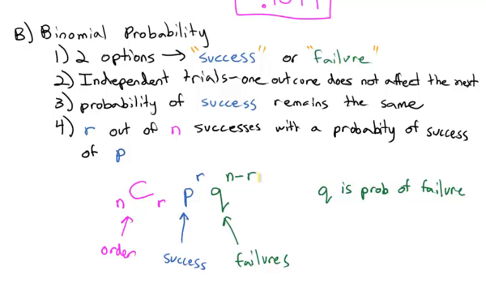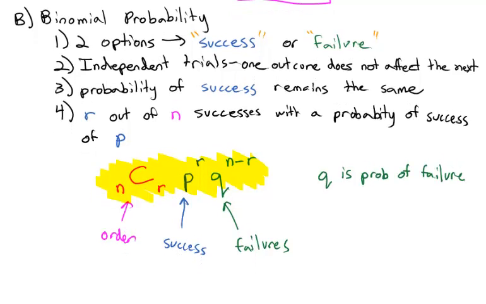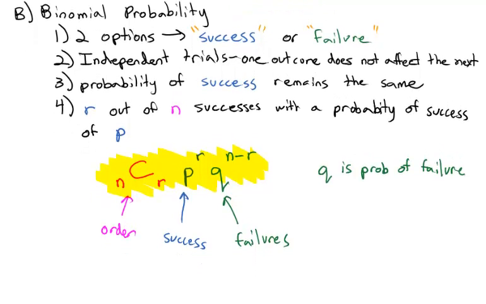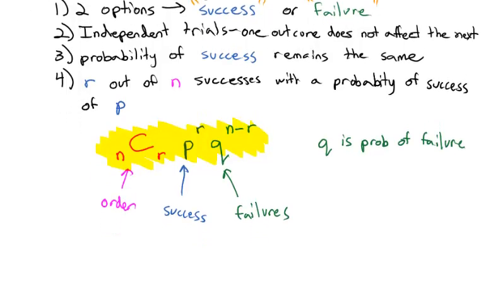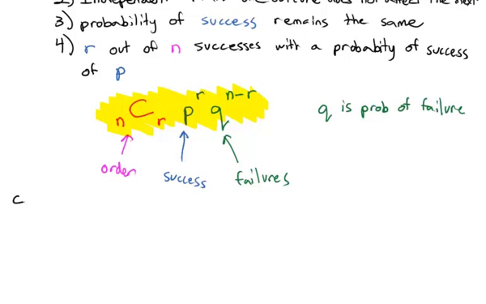This formula is going to be the key formula that we're going to be using today. So it's a good one to commit to memory, or at least understand where it comes from. If you understand we're looking at the order times the successes times the failures, that formula falls out pretty quickly. So let's try a few examples and see if we can use this formula to find some probabilities.